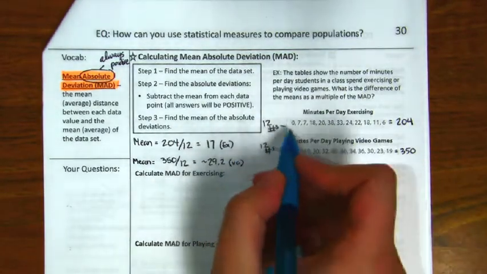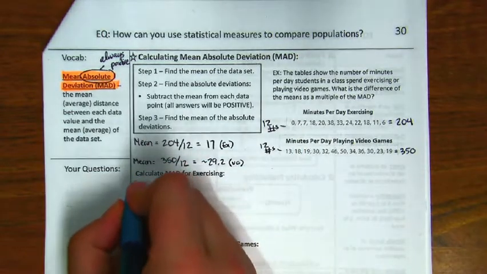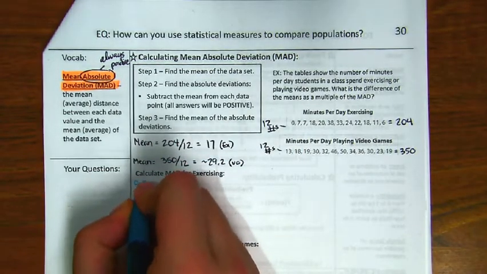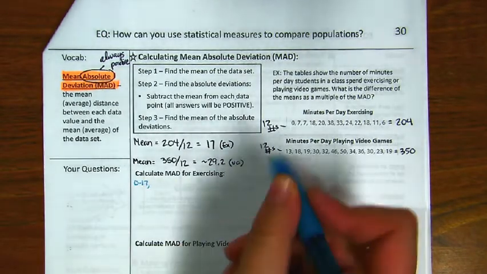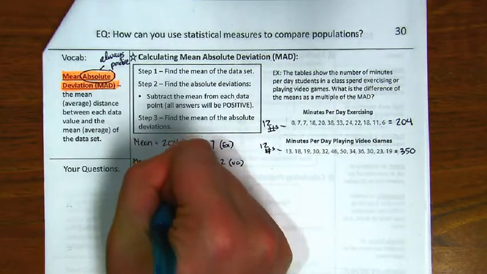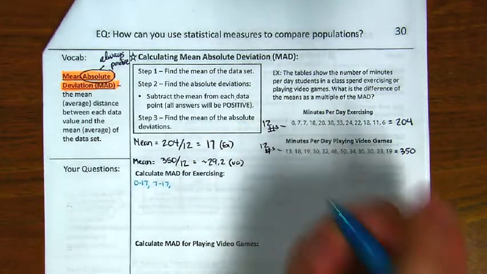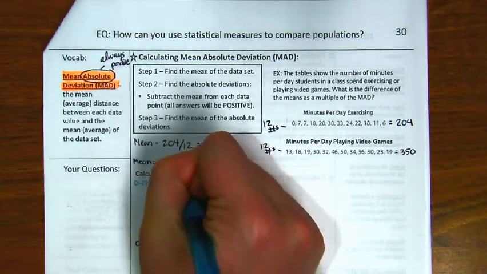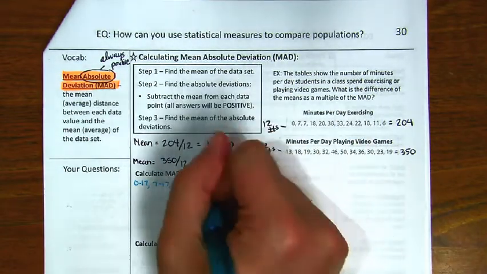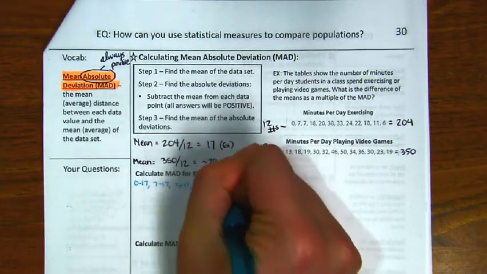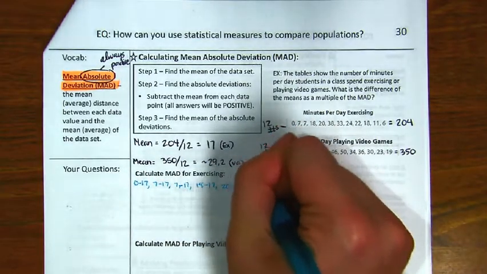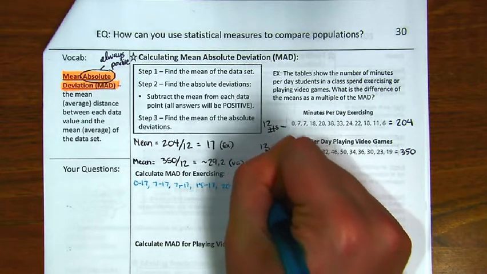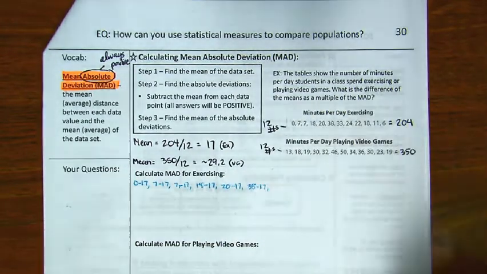Our first number is 0, so we're going to do 0 minus 17. Our second number is 7, so 7 minus 17. Third number is also 7, 7 minus 17. Then 18 minus 17. 20 minus 17. 38 minus 17. So this is going to be like 12 things we've got to do here.